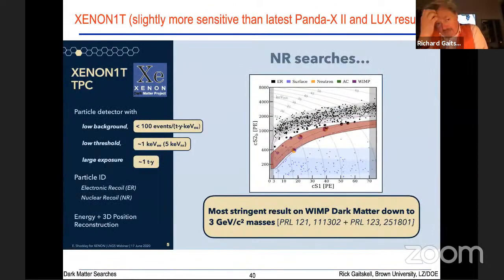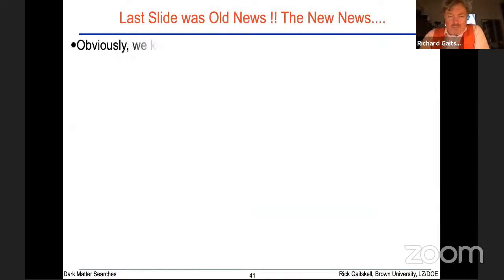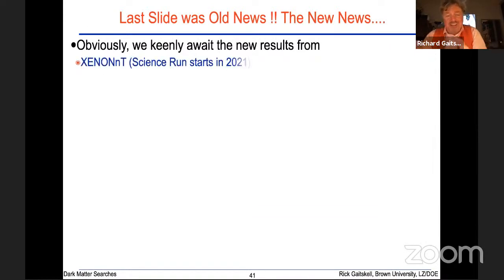This is a plot from xenon 1 ton. It's the last and the best of the last generation of xenon results. There were very similar results from Panda X2 and LUX, but obviously what you really want to hear about is not the old news but the new news. Now what we know from the experiments is that xenon n-ton will indeed be conducting a science run in 2021. As you might imagine, beyond that, cards are being played very close to the chest.